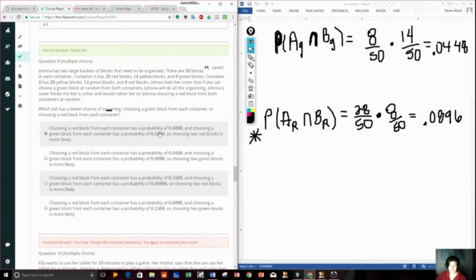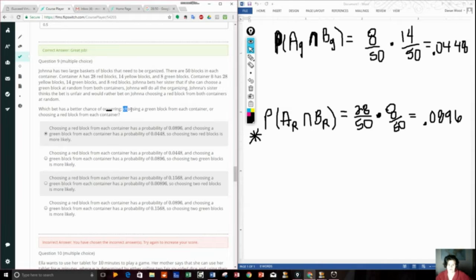Okay. Great job. So question 10. And the reason why we multiplied on this one instead of added is because they wanted to choose a green and a green from each container. It wasn't an or option.